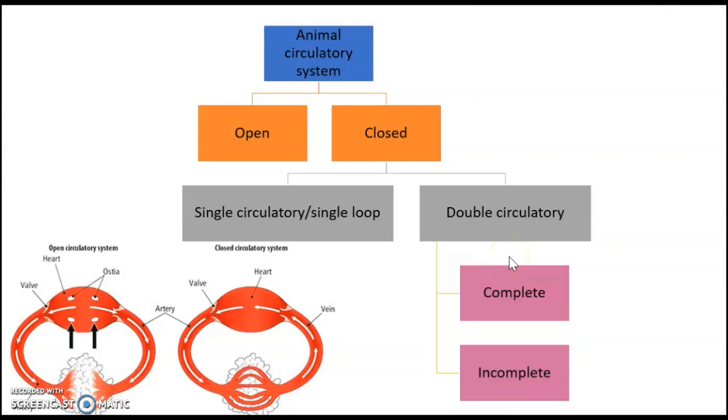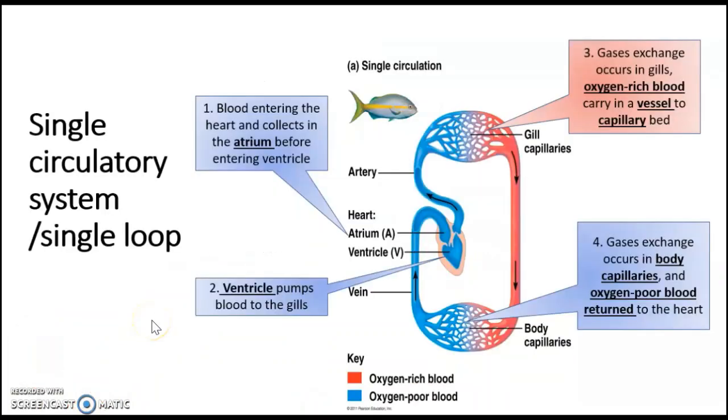Now let us look at closed circulatory system on single circulatory or single loop. In fish, once the blood leaves the gill capillaries, it travels directly to the rest of the body before traveling back to the heart. This is called single circulation. A single circulatory system is a simple loop in which blood flows from heart to the gills and throughout the body and back to the heart again.